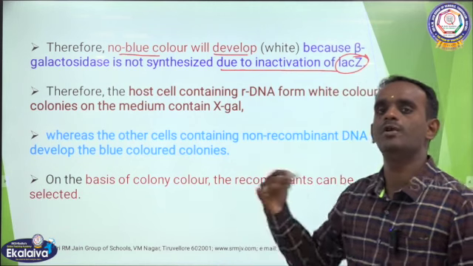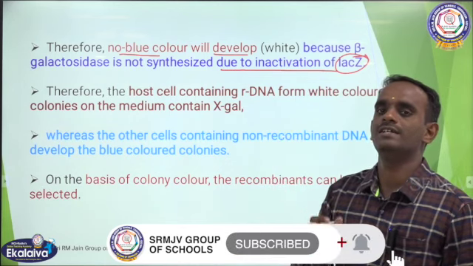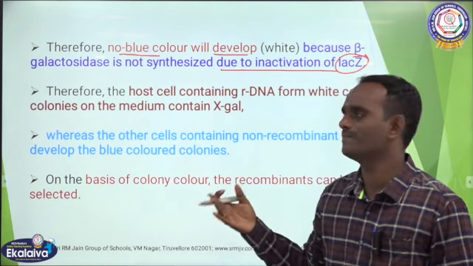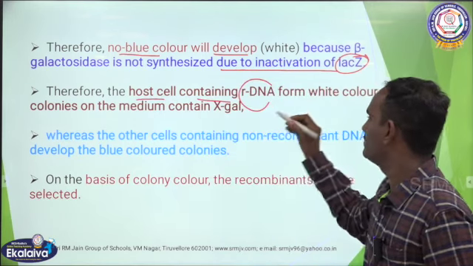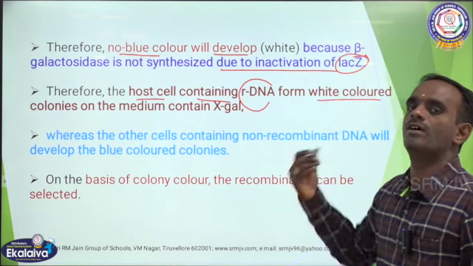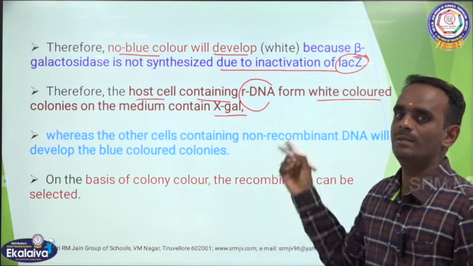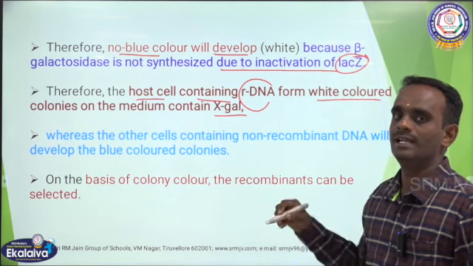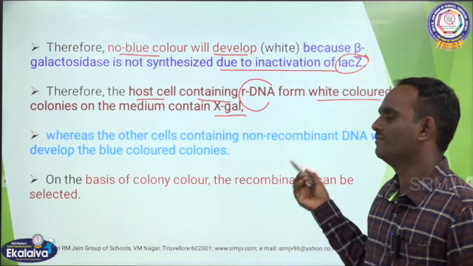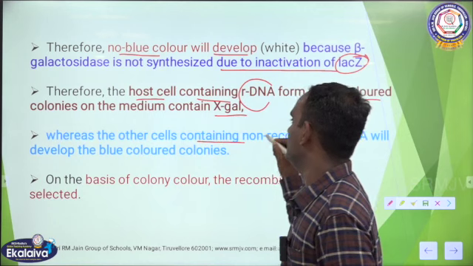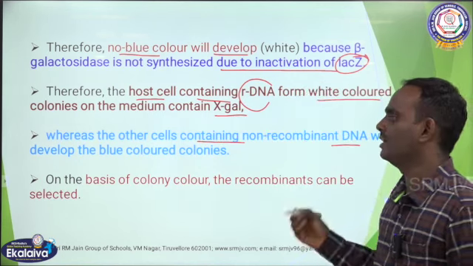So, if there is no beta galactosidase enzyme, there is no breakdown of synthetic substrate into product. Clear, children? Therefore, host cells containing rDNA form white colored colonies on the medium containing XGAL. If the medium contains XGAL and there is no enzyme, it will produce white colonies, whereas the other cells containing non-recombinant DNA will develop blue colored colonies.